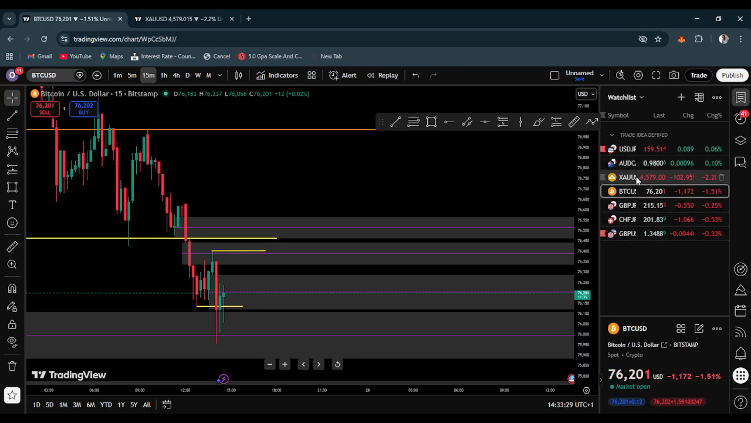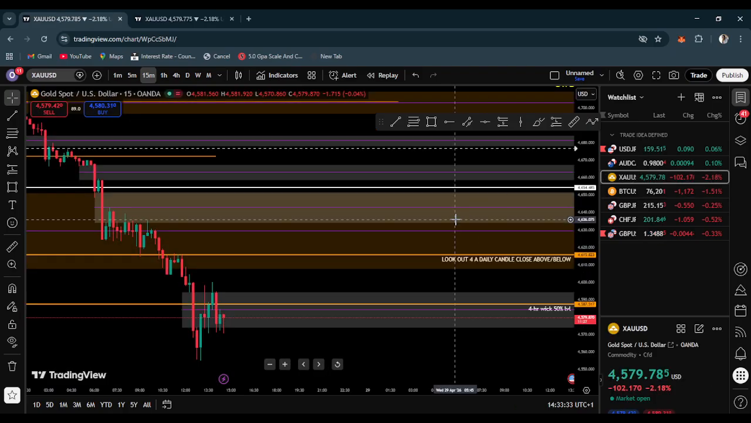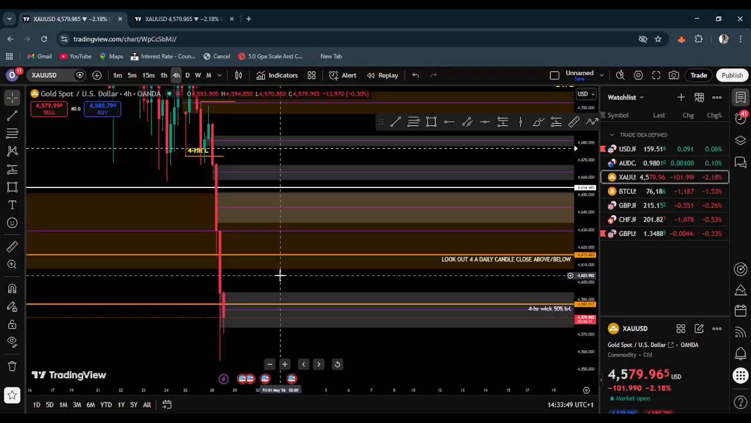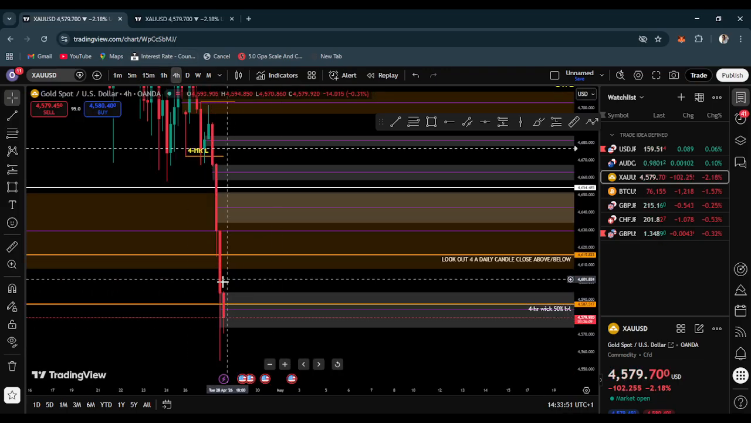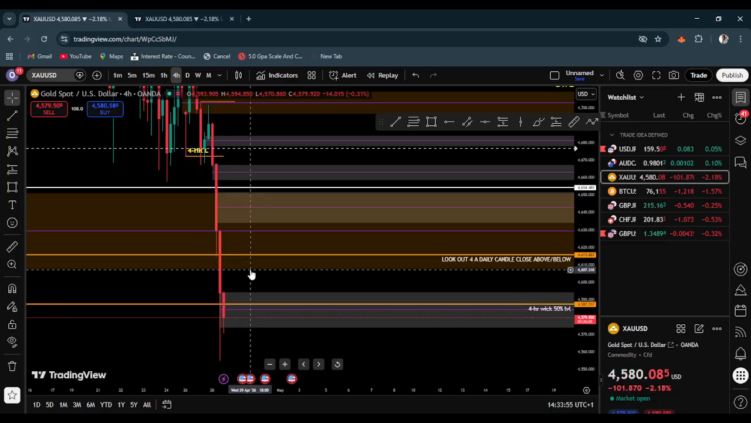So let's check gold again. We are still on gold. Don't forget that particular 4 hour candle that closed above it. I think now this is a point to make a decision on all of those things.